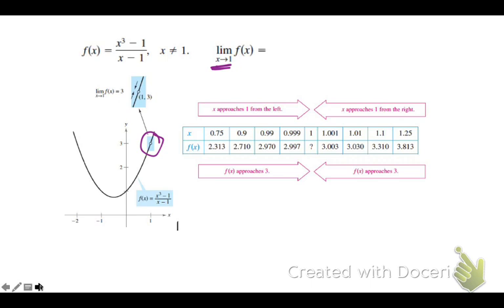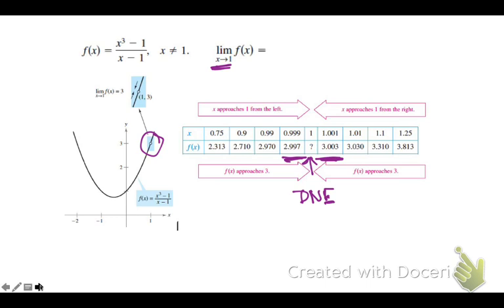So at 1, this does not exist. D-N-E. What does D-N-E stand for? Does not exist. That is what the table is showing you. Look what happens. I go 0.75, 0.9, 0.99, 0.9999. Is that getting closer and closer to 1 on the left? Yes. Now on the right, 1.001, 1.01, 1.1, is that getting further away? Or if I go from the right, does it get closer to 1? Look at the table. What are both the values approaching? Right here and right here. What are both values approaching? 3.